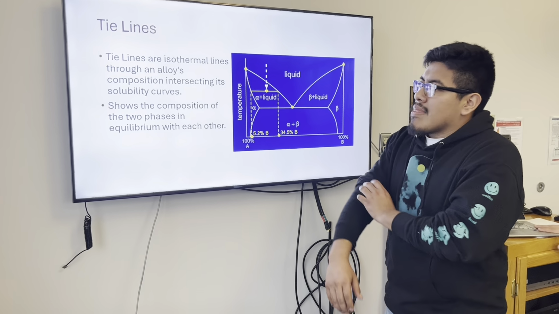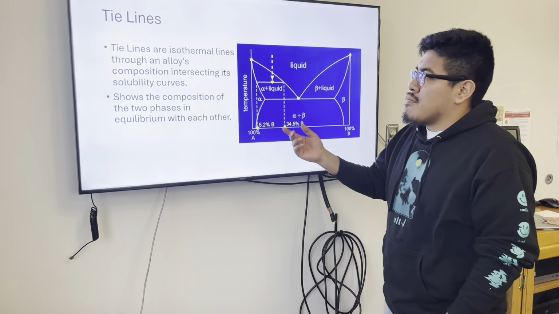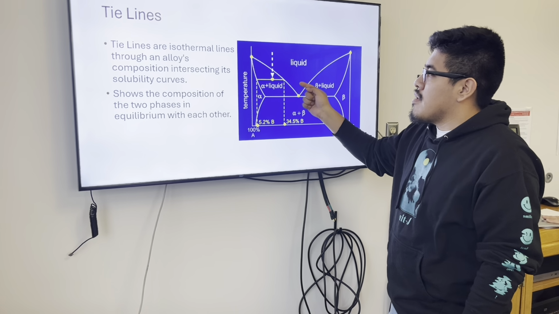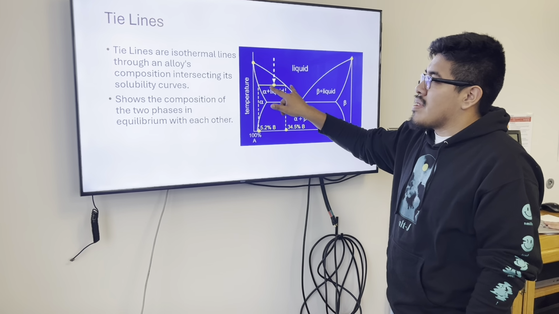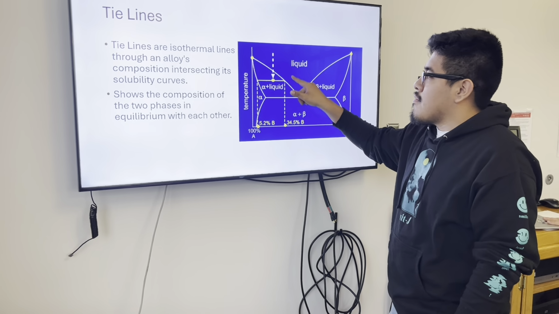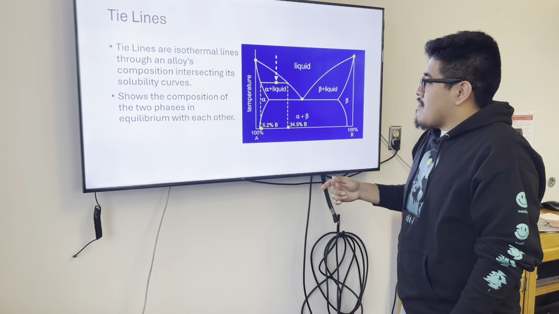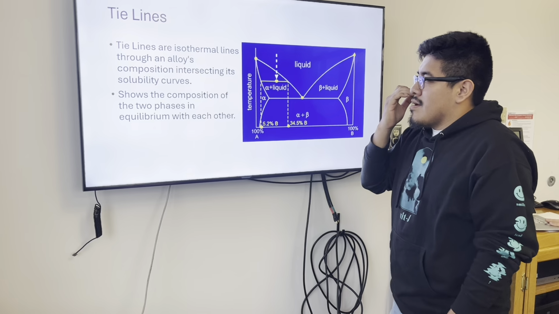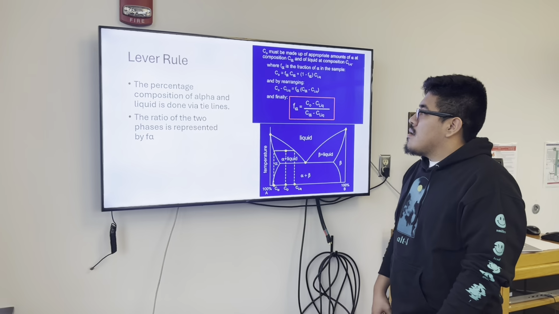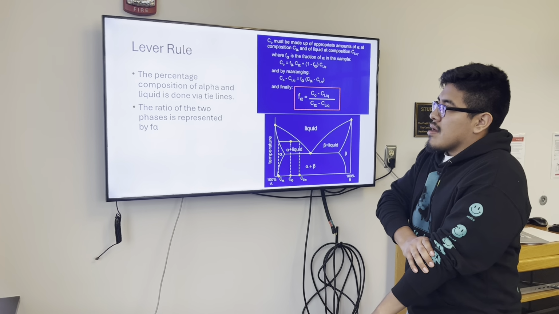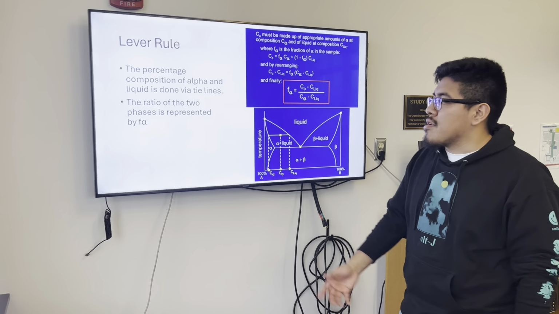So we're going to be talking about tie lines in the phase diagram. A tie line is just an isothermal line, or a constant temperature line, that we draw on the diagram from one phase region to another, and it ends at the intersecting points of the solubility curve. So in this case, alpha right here, and then the liquid phase over here. All a tie line does is show the composition of the two phases in equilibrium with one another. So if you want to find the percentage composition of alpha and liquid, we do it via tie lines, and that's where the lever rule comes into play.